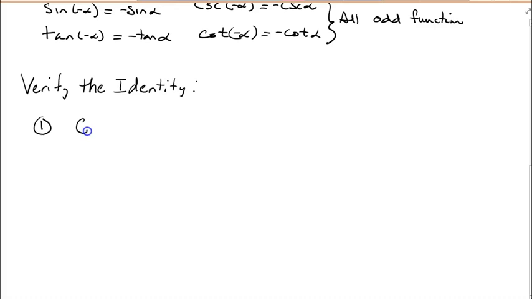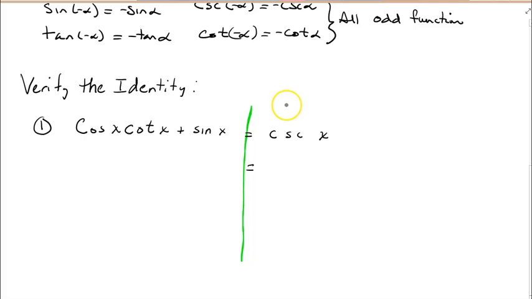So the first one I want to do is cosine of x times cotangent of x plus sine of x. I want to verify that all of that equals cosecant of x. All right, so I'm going to do it here just for fun. I'm going to draw that line. Remember, you can never move one side over to the other side. And as you can see, cosecant is already pretty darn simplified. So we're going to keep our right-hand side as just cosecant x.